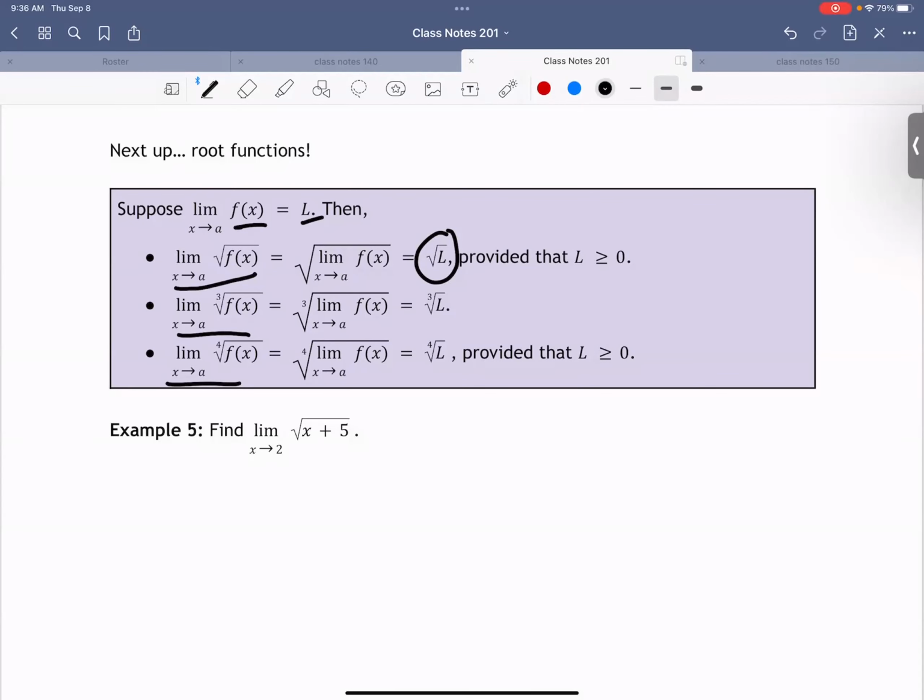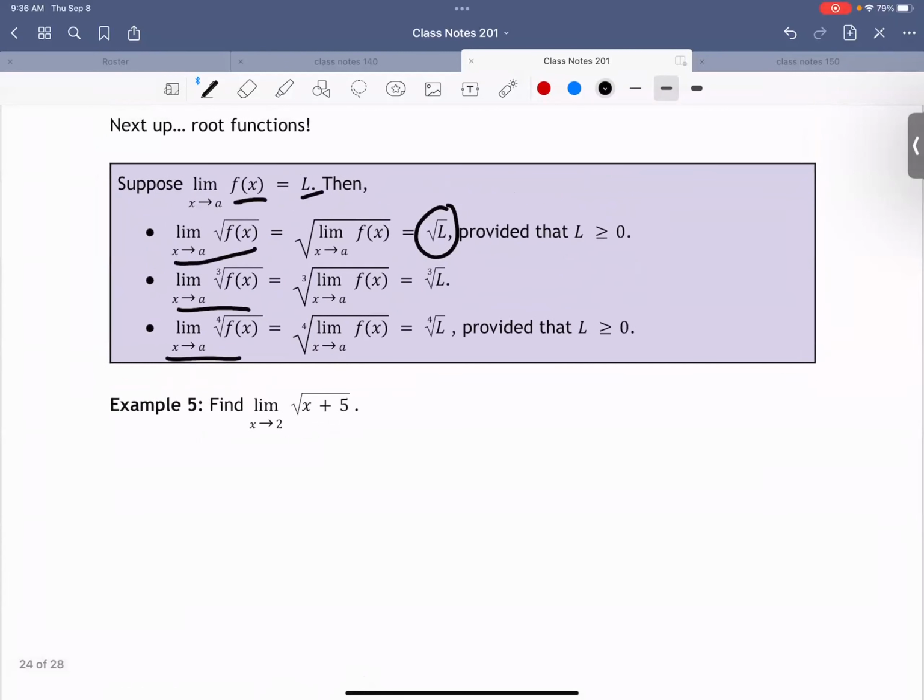Okay, so example number 5, let's find the limit as x approaches 2 of the square root of x plus 5. What do we think that's going to be? Square root of 7, or 2 plus 5, which is the square root of 7. Okay, so we essentially just plugged in to the square root.